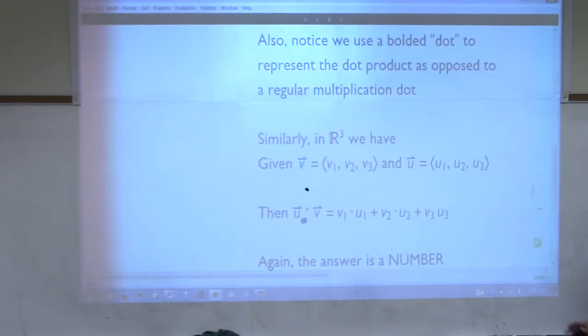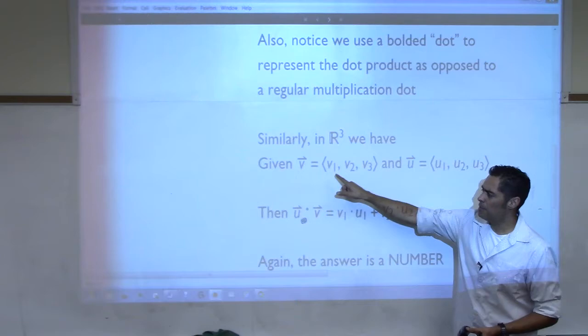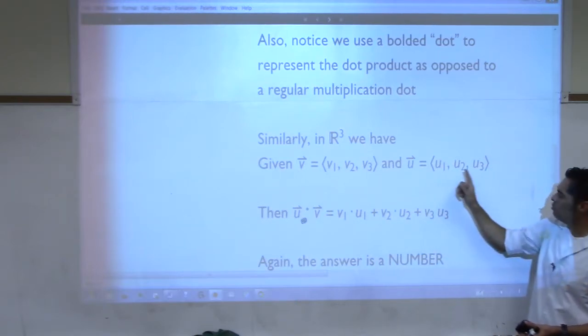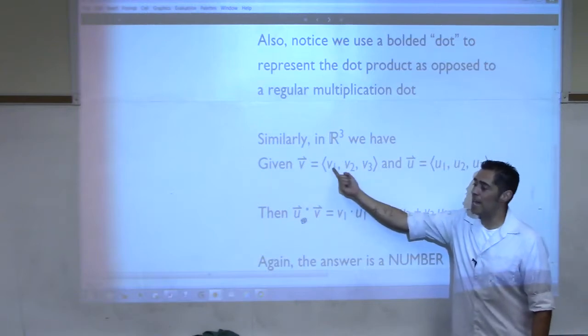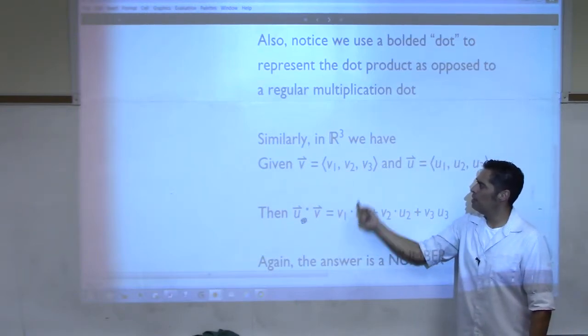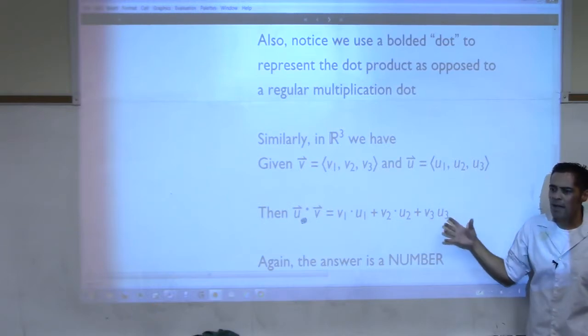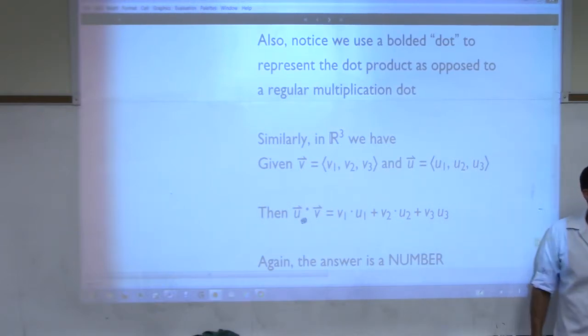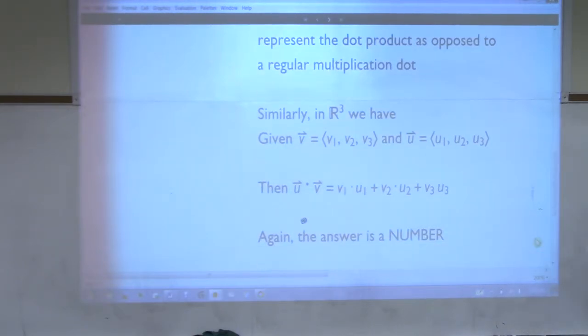In three-dimensional space, if you have a vector in 3D, you've got three components: v1, v2, v3, u1, u2, u3, and it's the same exact thing. You take the x components, multiply them, the y components, multiply them, the z components, multiply them, add them all up, you've got a number, you're done. Dot products are very clean, very simple to compute. Again, the answer is a number.